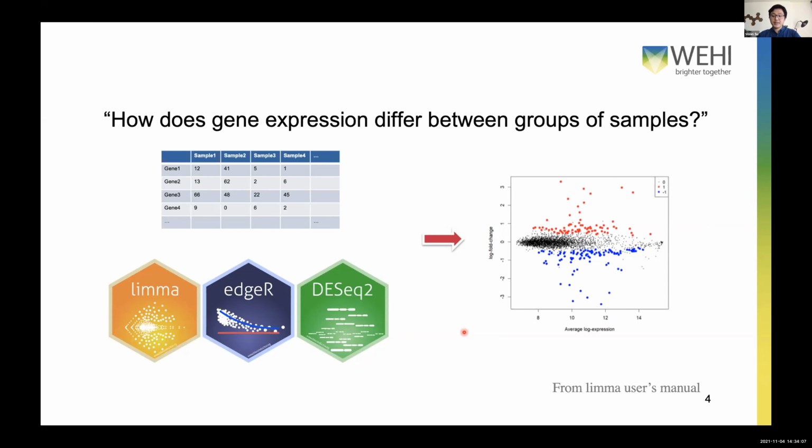So what that usually results in is a plot that looks like this on the right, where each dot represents a gene, and we're plotting the mean expression across our samples against the log fold change between our groups of samples. And what that will tell us is, a certain number of genes will be upregulated in the comparison, and a certain number of genes will be downregulated.